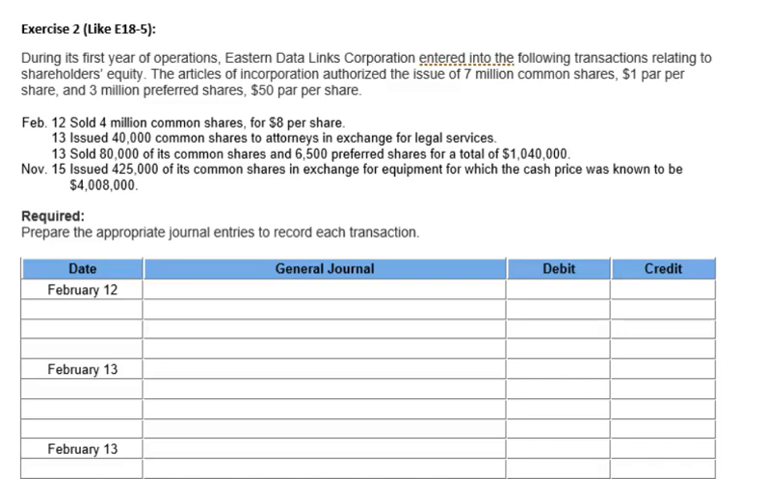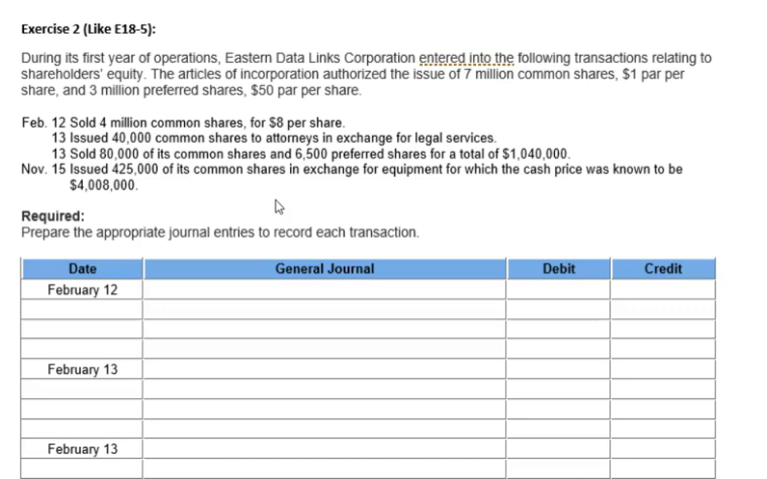Alright, so let's look at another exercise here on issuing common stock in different types of scenarios, just to make sure that we understand the basic concept of how to journalize the issuance. During the first year of operations, Eastern Data Links Corporation entered into the following transactions relating to shareholders' equity.